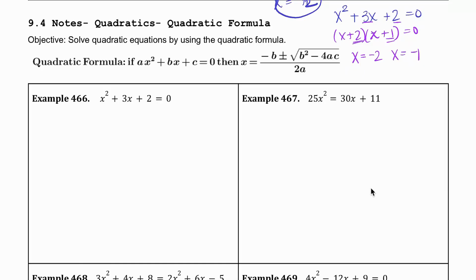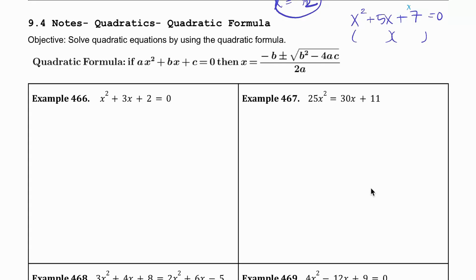But what we're going to run into sometimes is that solving by factoring is not always possible. For example, if I gave you x squared plus 5x plus 7 equals 0, if we try to factor this, if we try to think of two numbers that multiply to give me 7, add to give me 5, it's just impossible. The only way to multiply to get to 7 is 7 times 1, and that definitely does not add to be 5. So sometimes solving by factoring is just not an option.